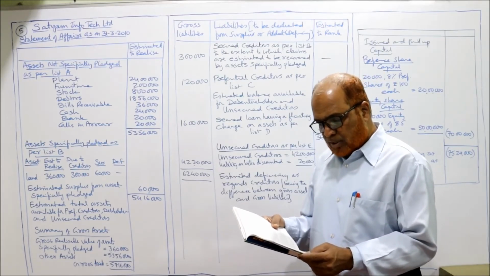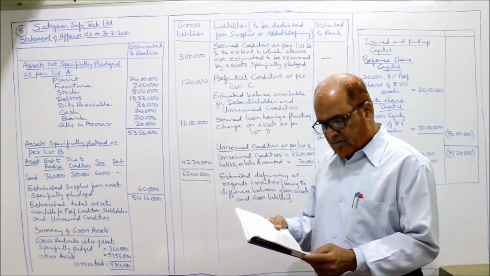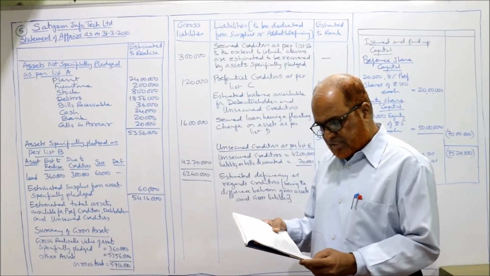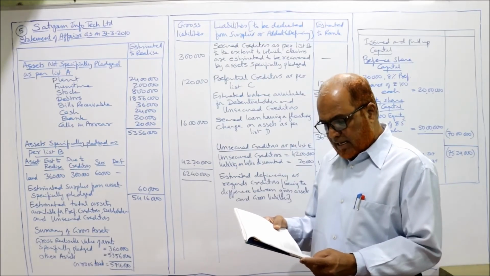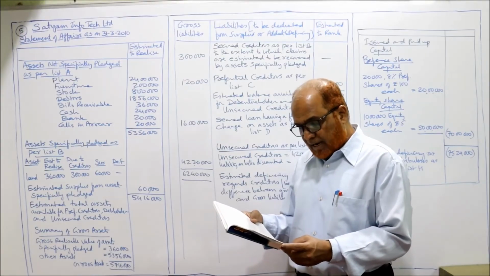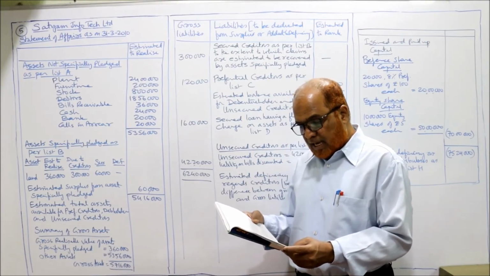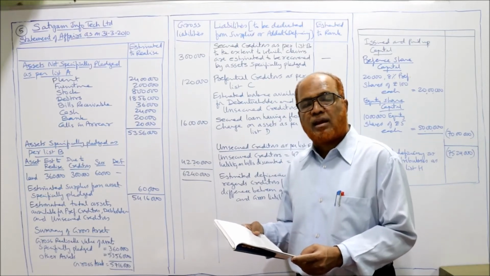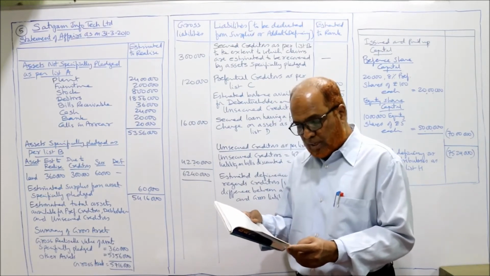Plant realizable value 24 lakh. This we will take. Furniture 2 lakh. Stock 8 lakh. Debtors. Debtors में good debtors 16 lakh 56,000. Bad debts are 80,000. We should not take bad debts. Doubtful are 3 lakh. But estimated to realize is 2 lakh. So out of 3 lakh rupees, 2 lakh rupees are realizable. So we take this 2 lakh also.